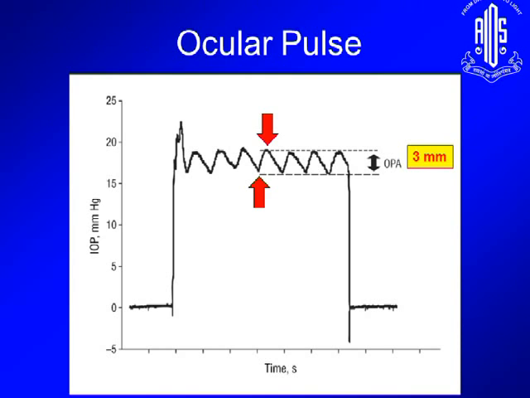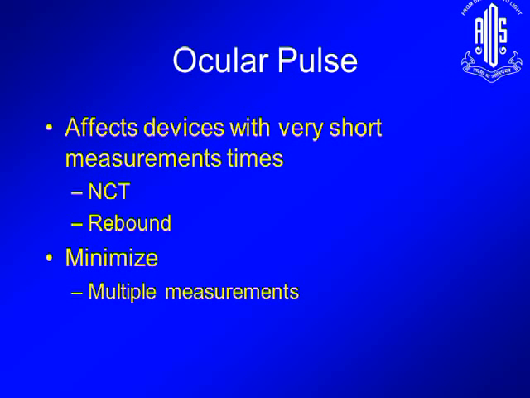What about ocular pulse? The problem with the ocular pulse is that during one cardiac cycle, your intraocular pressure can vary by as much as 4 millimeters of mercury. So if you have taken the pressure at the top of the cardiac cycle, you are getting a much higher IOP than if you have taken it at the bottom. So you need to take multiple measurements in any instrument which has very short measurement times.